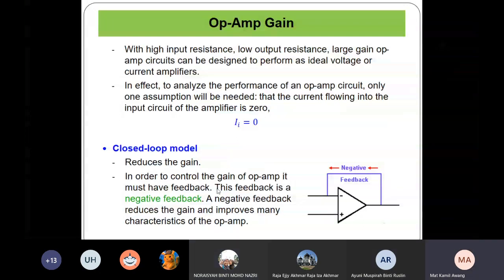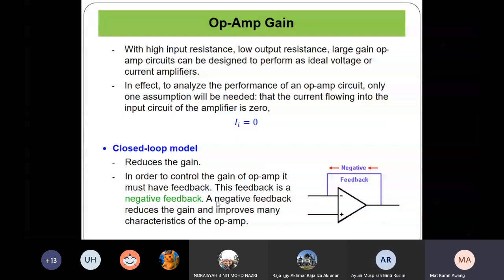So for the closed loop model, it reduces the gain. From that 10 to the power of 5 to 10 to the power of 7, when you have a closed loop model, it reduces the gain. So 10 to the power of 5 can be reduced to maybe 500, or reduced to 200, for example. So it will reduce the gain. In order to control the gain of the op-amp, it must have a feedback. So you control the gain by having the feedback connection here.